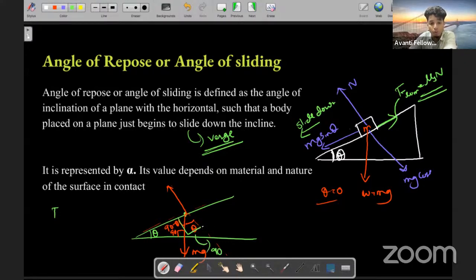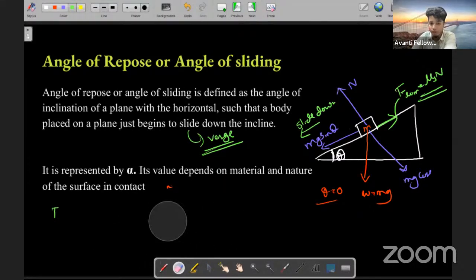If this whole angle is 90, then this angle is theta. If this is mg, then you can resolve it into two components, mg cos theta and mg sin theta. Students, you need to go to my second law of motion lecture, and you will be able to understand it. Did you get an idea? Okay, wait, let me do it.